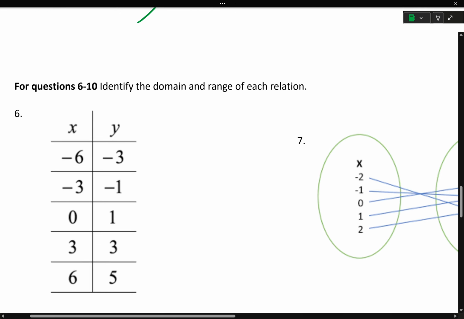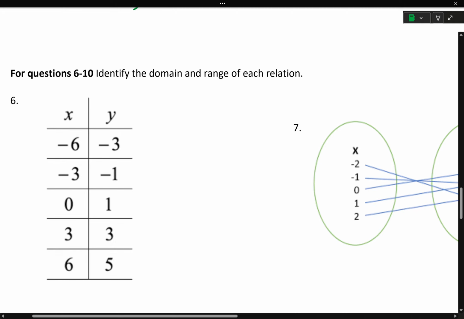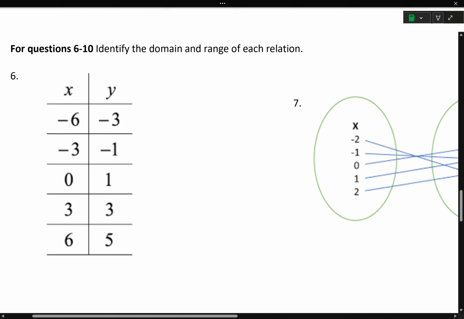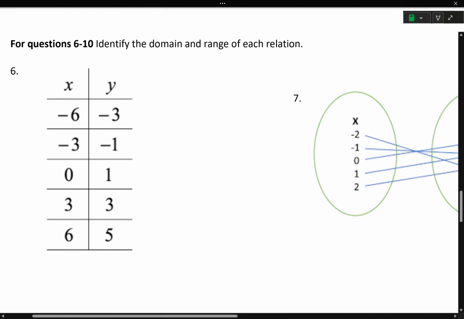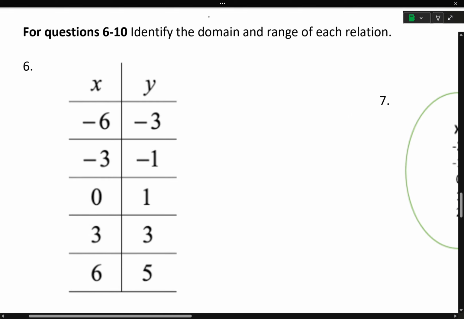For number 6 through 10, we're going to identify the domain and range of each relation. That means they might not be functions, and that's okay. They're relations, they have domains, they have ranges. Now the way we do it for things that are not graphs, like in number 1 and 2, is we write out a list using numerical order from smallest to largest, and we're also going to use squiggly brackets. So let's start with number 6.